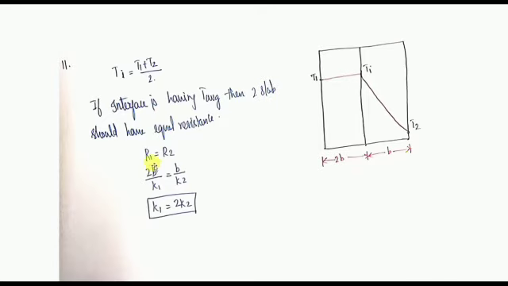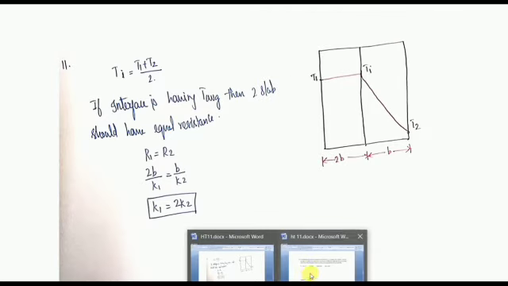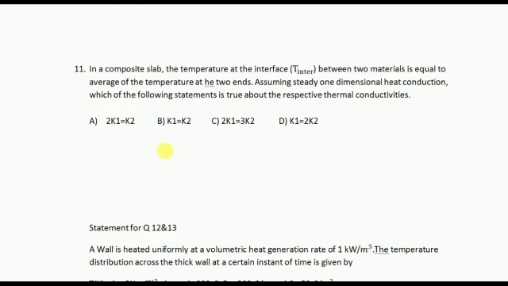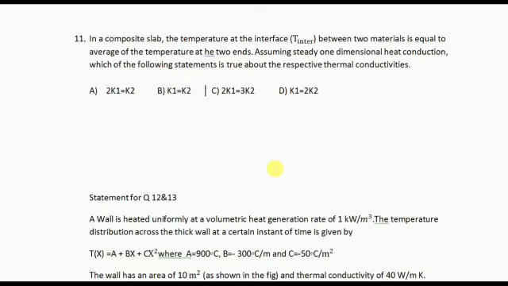We know that resistance is length by conductivity. So 2B by K1 equal to B by K2. When you cancel both, you have to cross multiply. K1 equal to 2K2. So K1 is 2 times K2. Option D is correct. I hope you understand this question.